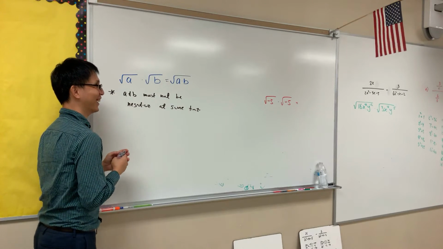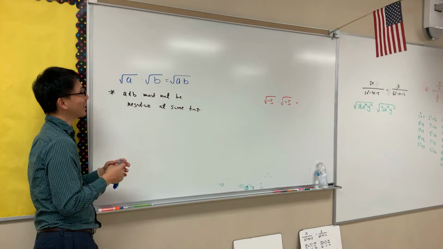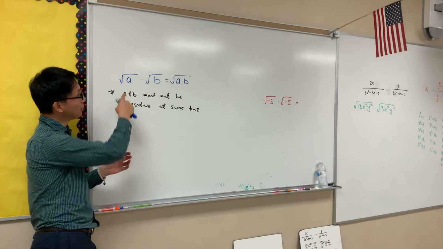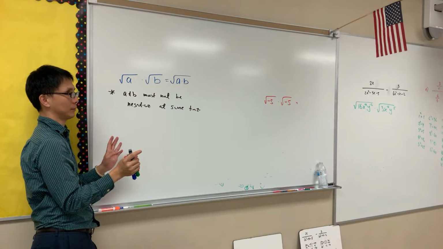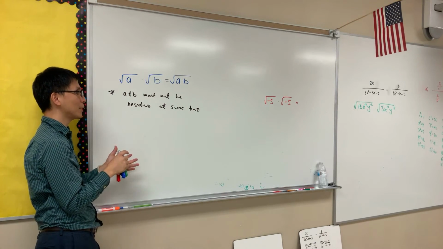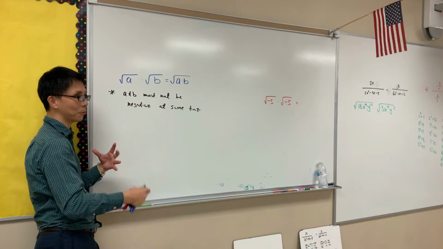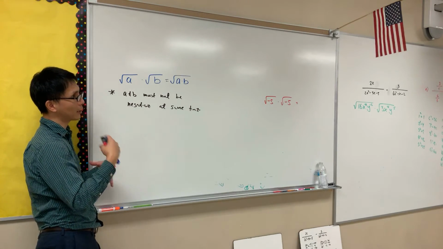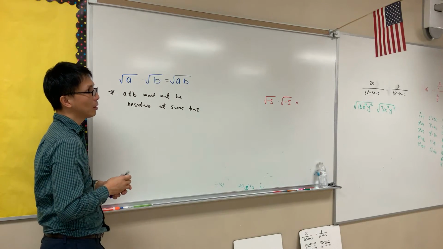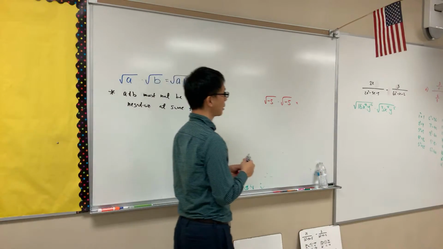Okay, so A and B must not be negative at the same time. One of them can be negative, it's okay, but it cannot be both simultaneously negative, because simultaneously negative is going to cause the rule to fail. And there are a couple of examples why that's not true. So Jennifer actually came up with the best answer.